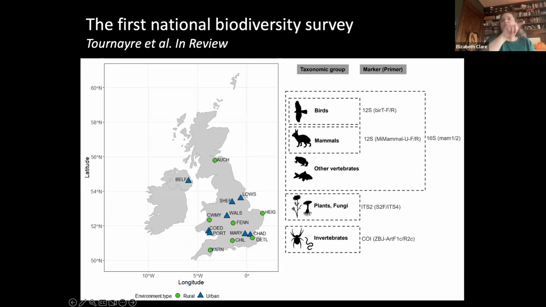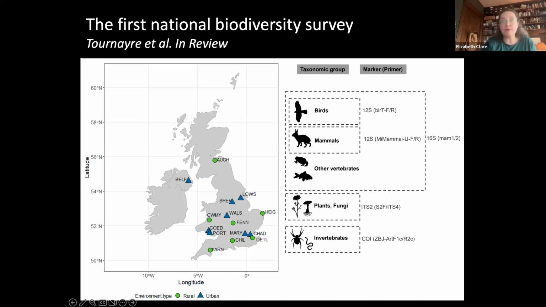Each of those plots on the map is one of these heavy metal detection network stations. They gave us all of those little filter papers going back for an entire year. We targeted different taxonomic groups with different genetic markers to see whether it was possible for us to basically survey an entire country. And the answer was yes, we can do it.